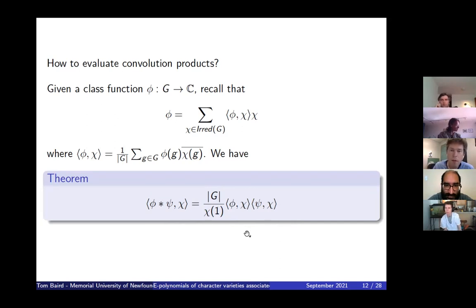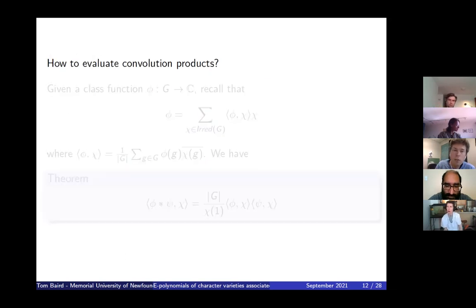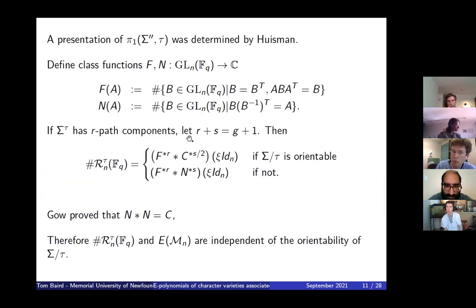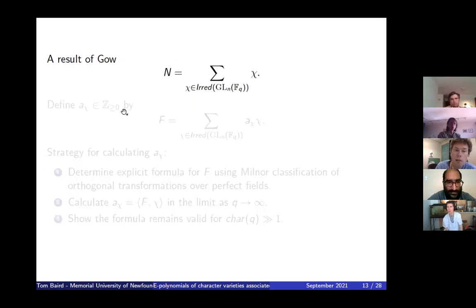Okay. So what this is telling you is that in order to understand these convolved functions, it's really enough to express f and n in terms of this irreducible character basis, and then convolution products become very easy. You're just doing ordinary products. So we want to express N and F in terms of the irreducible character basis.